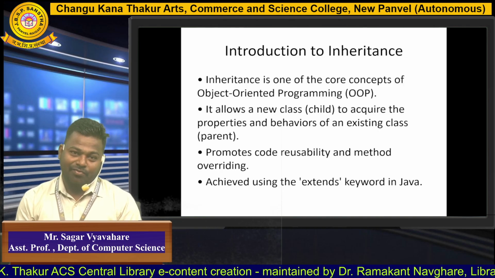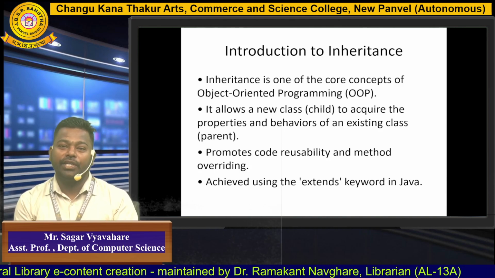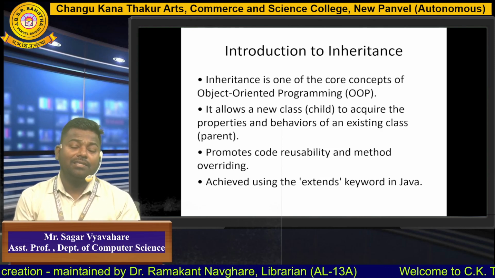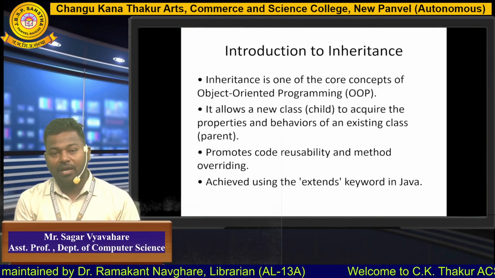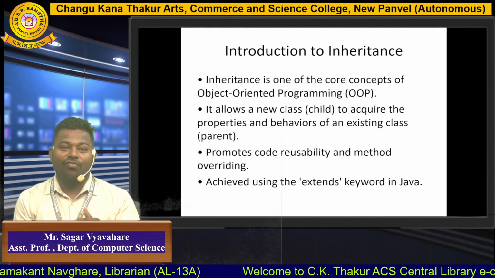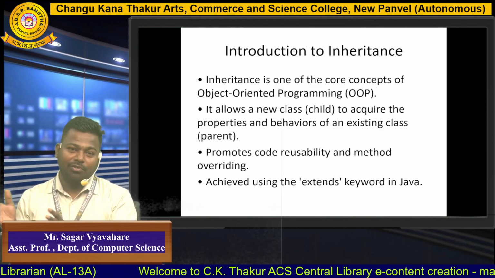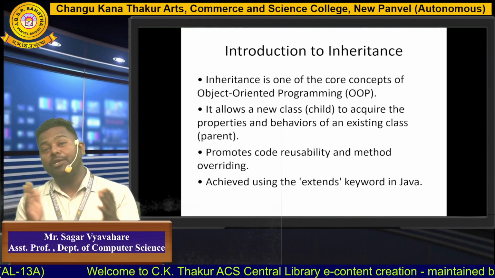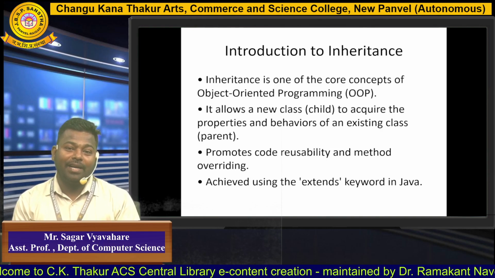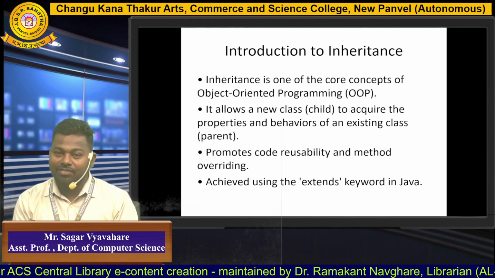So, what is inheritance first of all? Inheritance is one of the core concepts of object-oriented programming languages. Basically, inheritance allows a new class, also known as child class, to acquire the properties and behavior of an existing class, also called the parent class. The parent class has some properties which will be directly used by the child class. It promotes code reusability and method overriding, which we discussed in the last video.